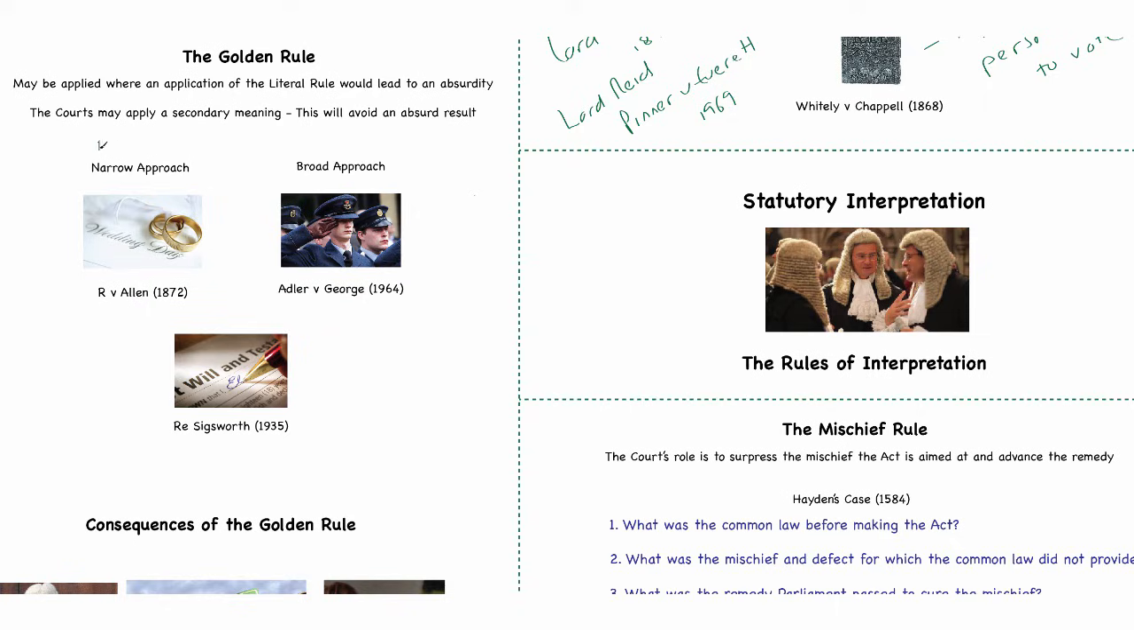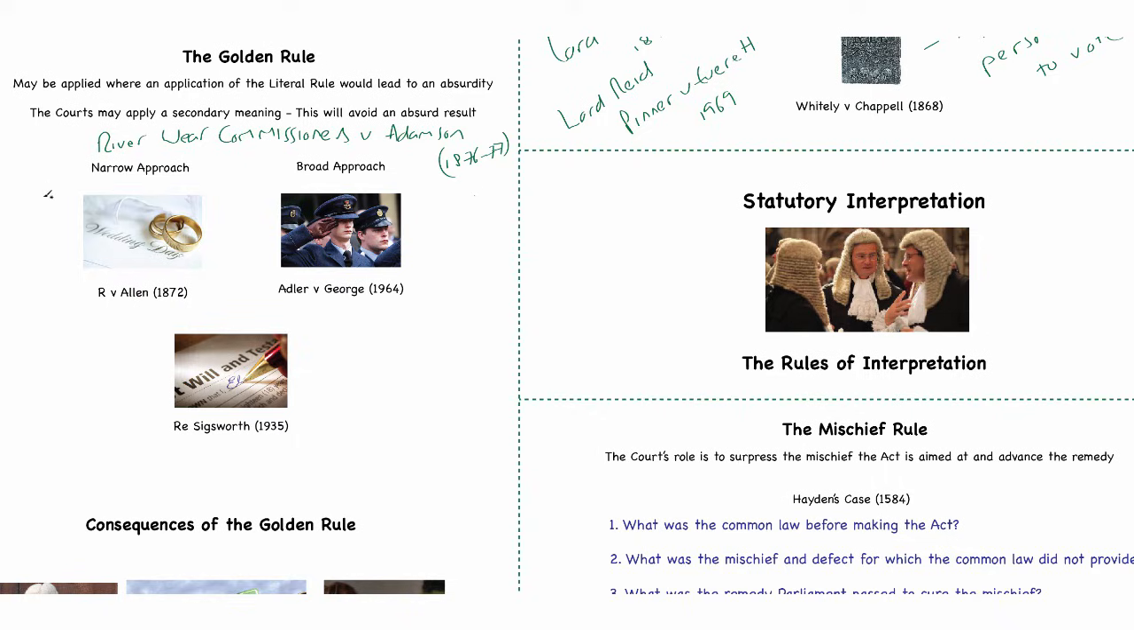And the case that you want that comes from is River Weir Commissioners versus Adamson, 1876 to 1877. It's a long old case. What that effectively said is that in that case, in the late 19th century, the courts may apply this second meaning if it will avoid an absurd result. And there are two different types of the golden rule. There is the narrow approach and the broad approach, and they're both well illustrated by some cases.